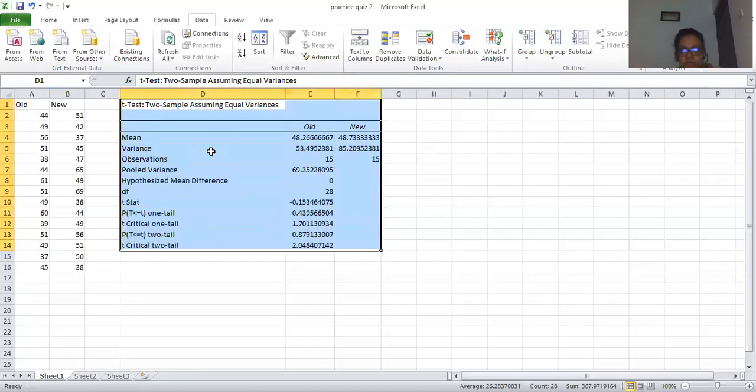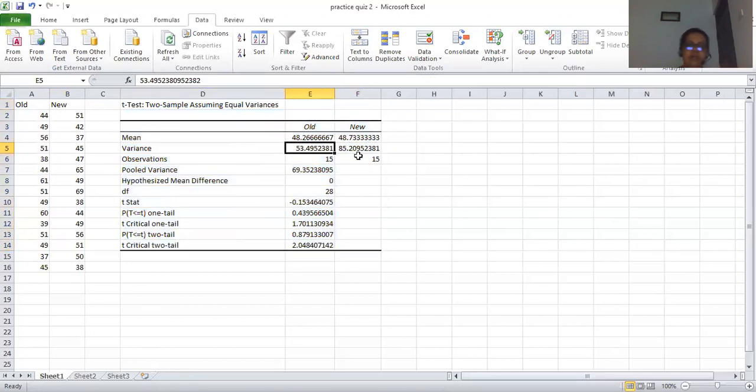Here you can see the variances are different, but we have assumed them to be equal. The reason is that the specific information was given in the example to assume that they have equal variances. That is the reason why we have chosen the t-test two samples assuming equal variances. So we have 15 observations, pooled variance and hypothesized mean difference. We are assuming that there is no such difference between the lifetime of the old batteries and the lifetime of the new batteries, and the degrees of freedom is 28, and the t-test.